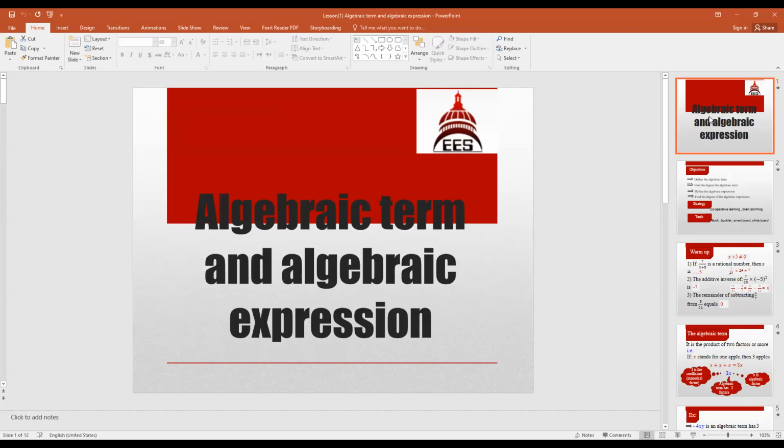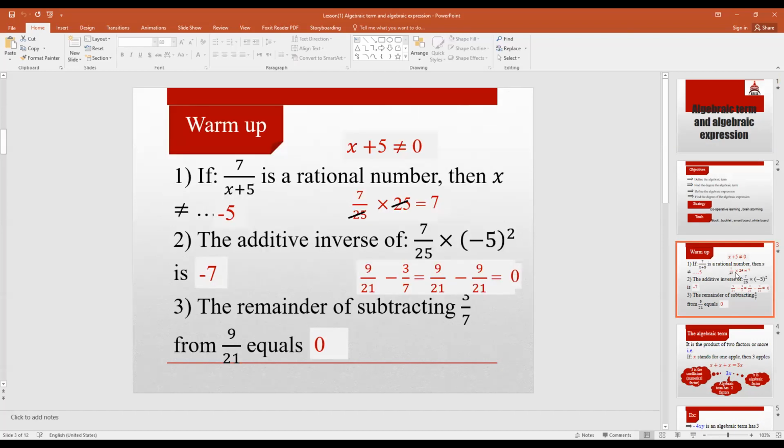Today, inshallah, we are going to study a new lesson in algebra. Lesson one in unit two: algebraic term and algebraic expression. Before, let's make a quick revision of what we studied in unit one.